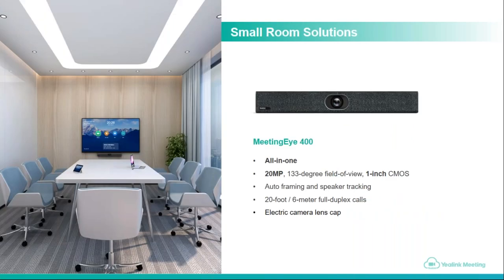For small meeting rooms, we have our brand new Meeting i400, which integrates a codec, camera, mics, and speaker. The 133-degree FOV and 20 MP camera and the 1-inch sensor can help capture a clear picture, while the built-in 8-microphone array and hi-fi speakers ensure high quality and 6-meter voice pickup. In addition, the Meeting i400 is equipped with an electric camera lens cap to protect the confidentiality of non-video meetings. Smart checking is another feature of this device. We will demonstrate this later.